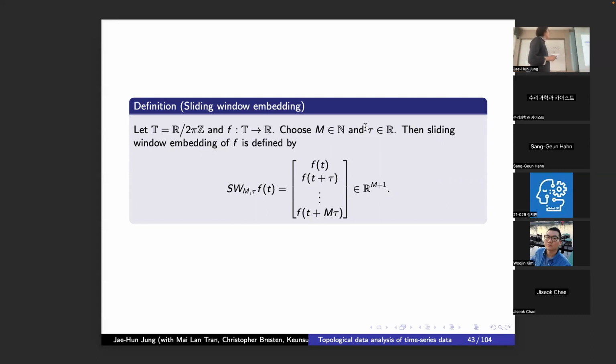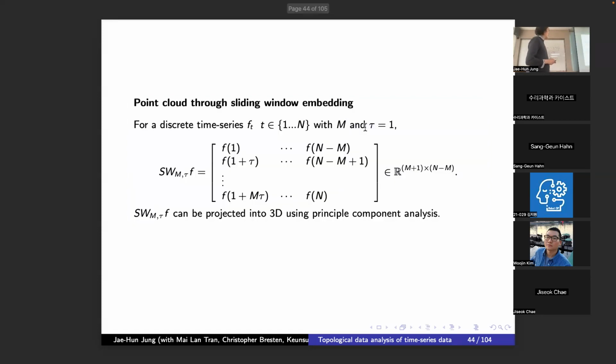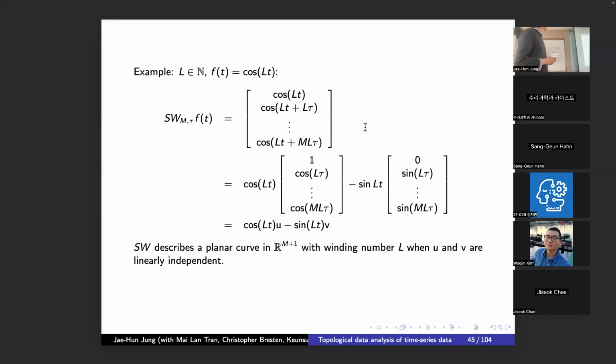Suppose you have time series data, and using the sliding window embedding you can construct this huge matrix. This is my point cloud. So this is one way to construct the point cloud using the sliding window embedding. For example, how about the cosine? Then using m and tau, you can decompose this cosine using the cosine formula, into cosine and sine, using two vectors u and v.